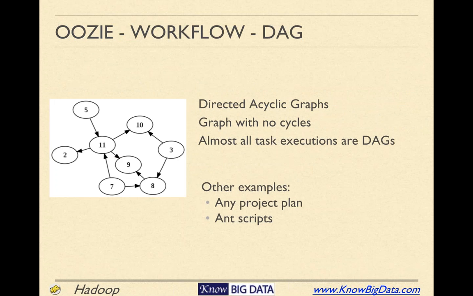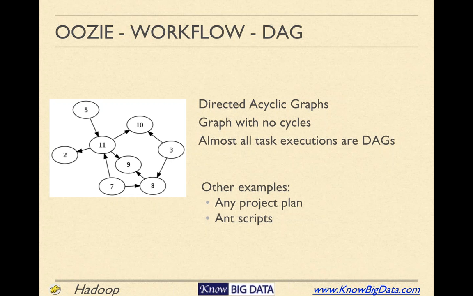DAG is basically a directed acyclic graph. Now here you can say job number 5 depends on 11, and 11 depends on 10, 9 and 2. So before 5 gets executed, 9, 10 and 2 will get executed, and then 11 gets executed, and then 5 will get executed. Similarly, job number 7 is dependent on 11 and 8. Now you can see that there are no cycles in this.